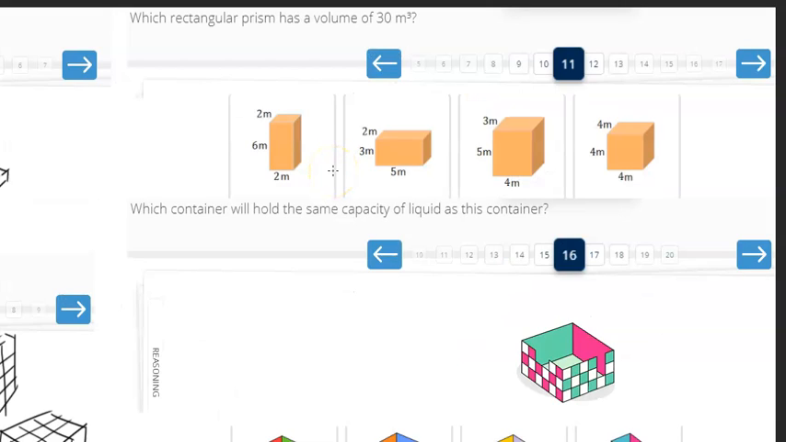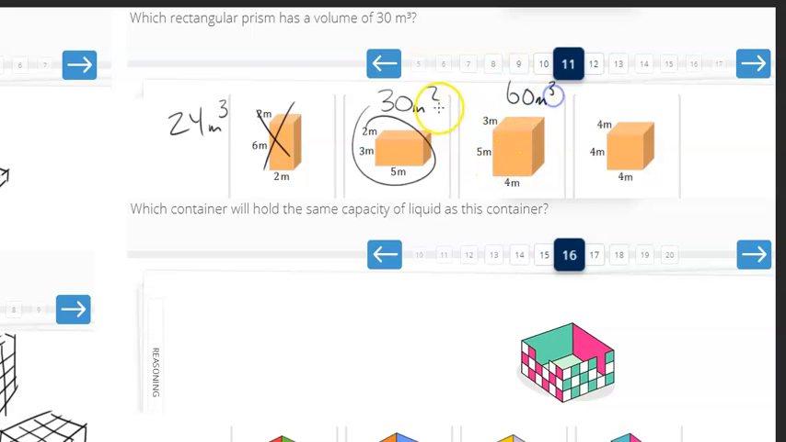We'll be now looking into which of these rectangular prisms has a volume of 30 cubic meters. Now all we have to do is just multiply the length, width and height of each of these until we get 30. So this is 6 times 2, which is 12, 12 times 2, which is 24. So this can't be it. This is 5 times 3, which is 15, 15 times 2, which is 30. So this must be it here. And just in case, 4 times 5 is 20, 20 times 3 is 60, so it can't be this one. And 4 times 4 times 4, 64. Can't be this one.